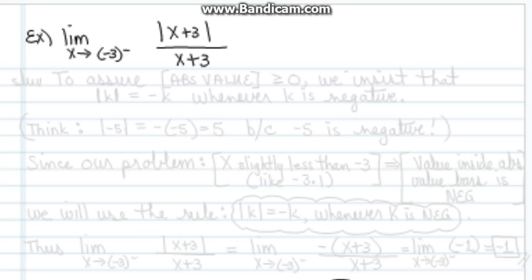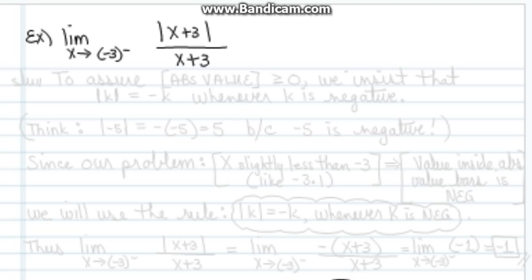Okay, here's a problem where x is approaching -3 from the negative side, in other words, from the left side of -3. And we're going to evaluate this limit of the absolute value of x plus 3 over x plus 3. Now let's just think about absolute values in general.